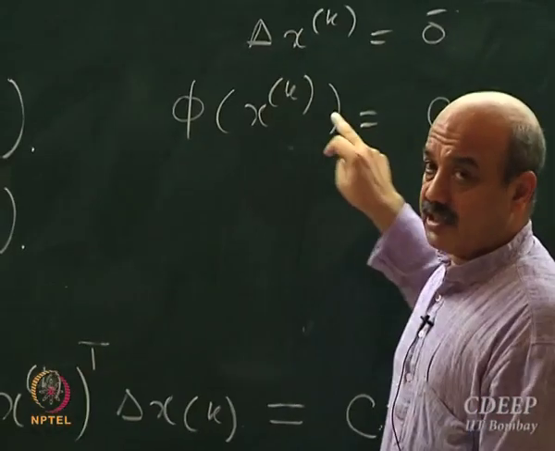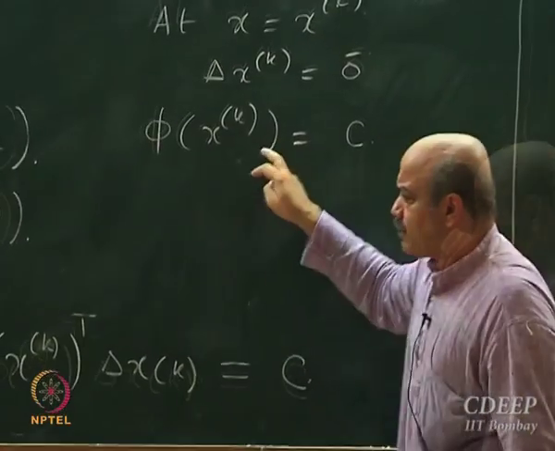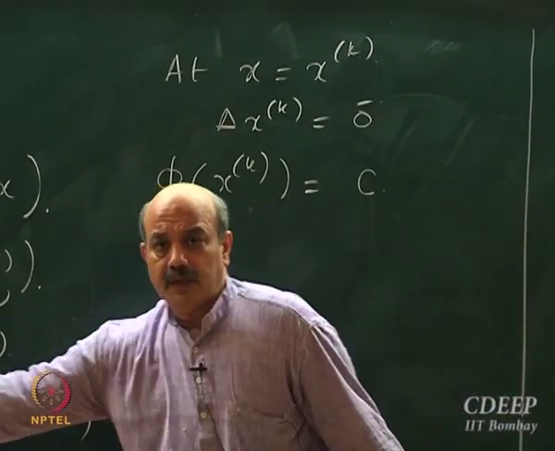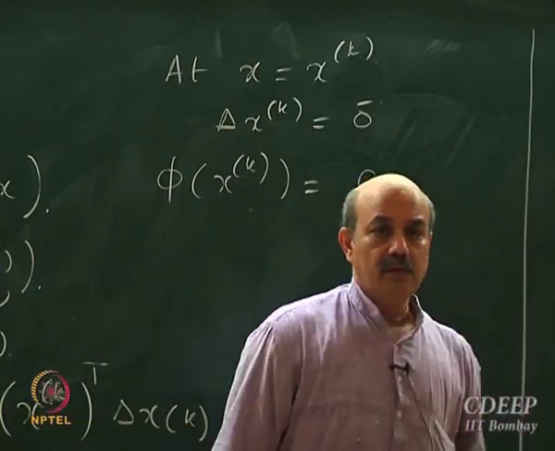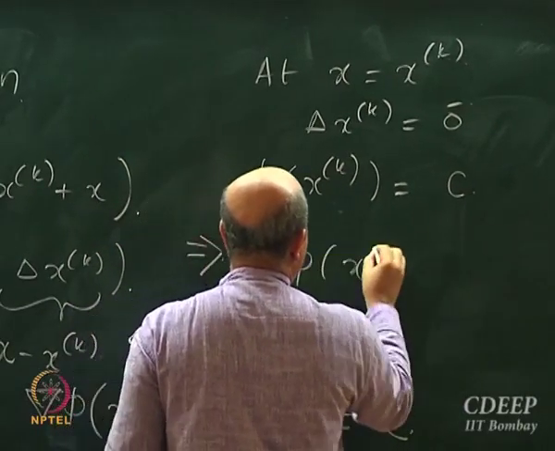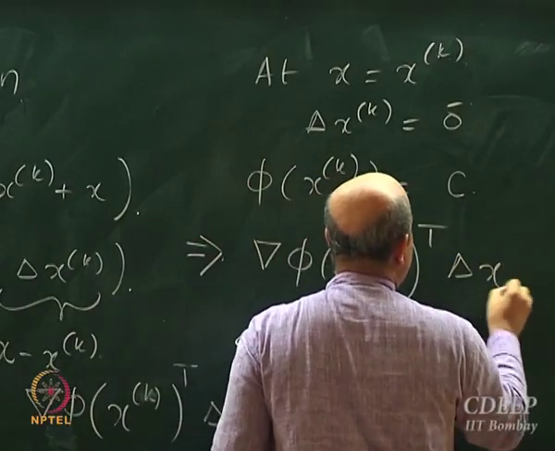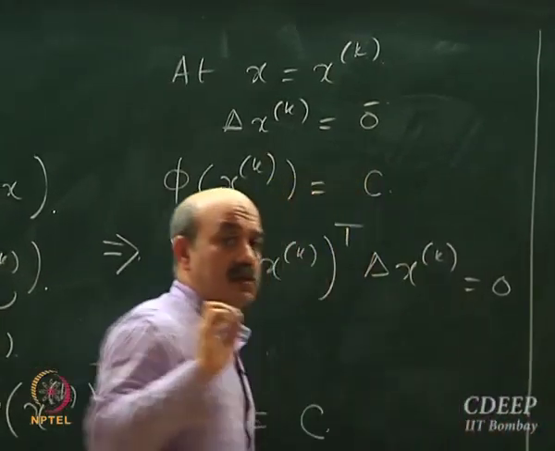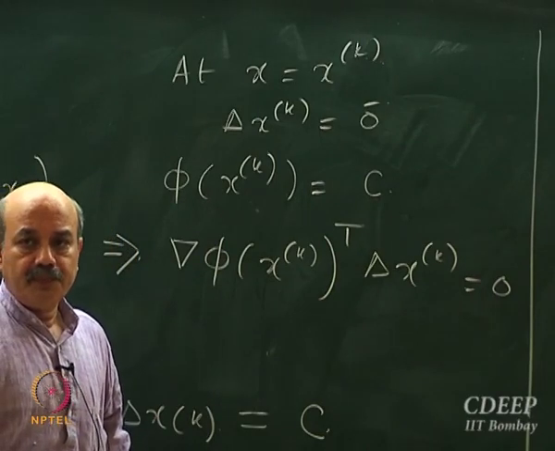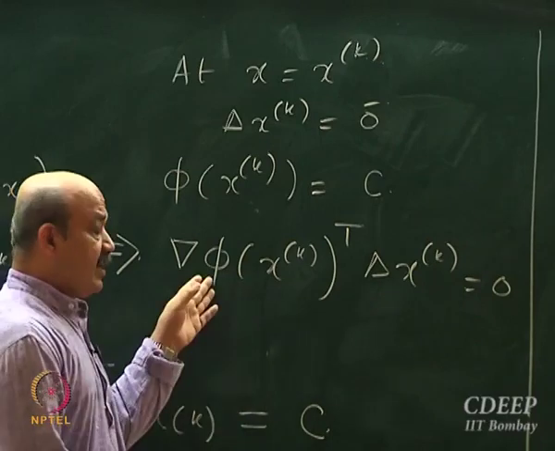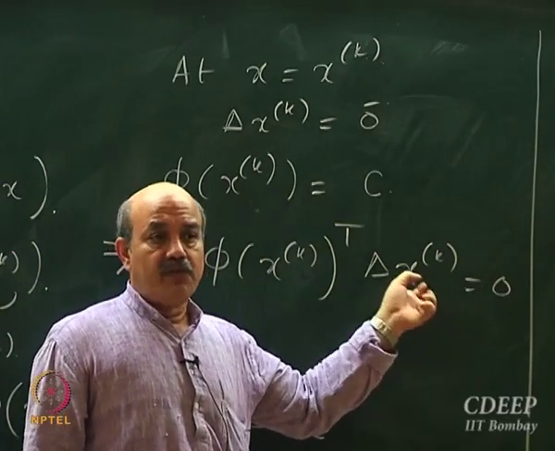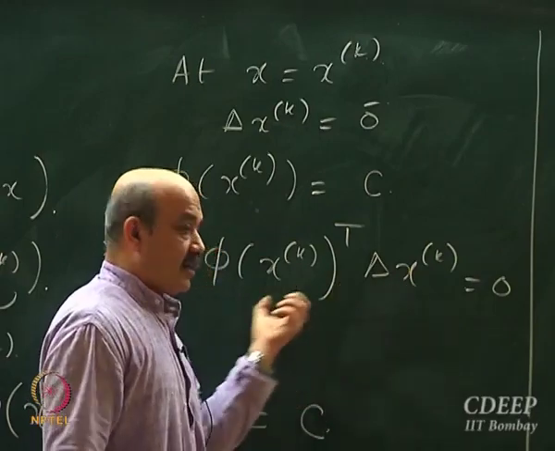So now this phi xk is constant. If I substitute here, what will I get? This becomes c, so c equal to c. So what is the local behavior of the curve? This implies that gradient of phi at xk transpose delta xk is equal to 0. Is everyone with me on this? This is a scalar function, by the way. The gradient is a vector, this is also a vector, delta xk is also a vector. So this transpose this is 0.